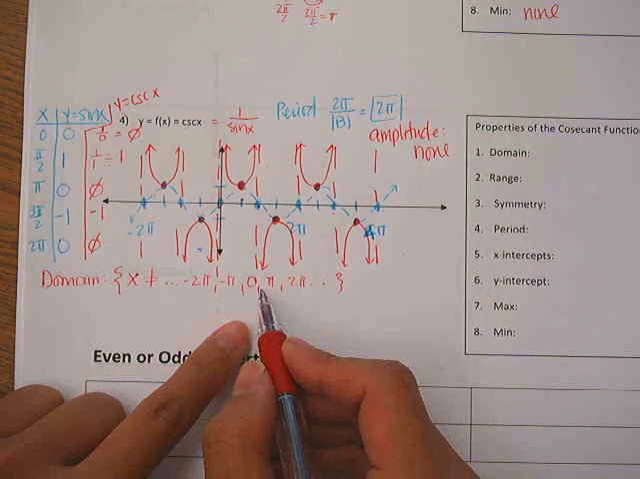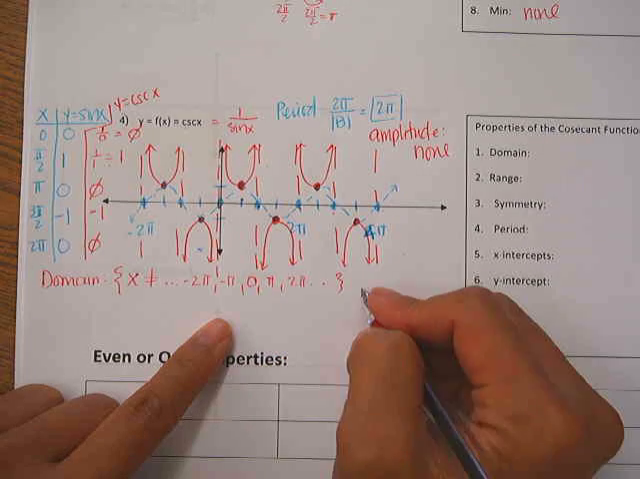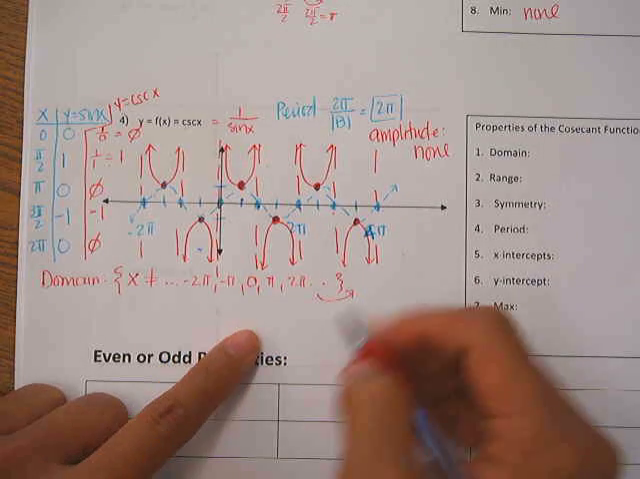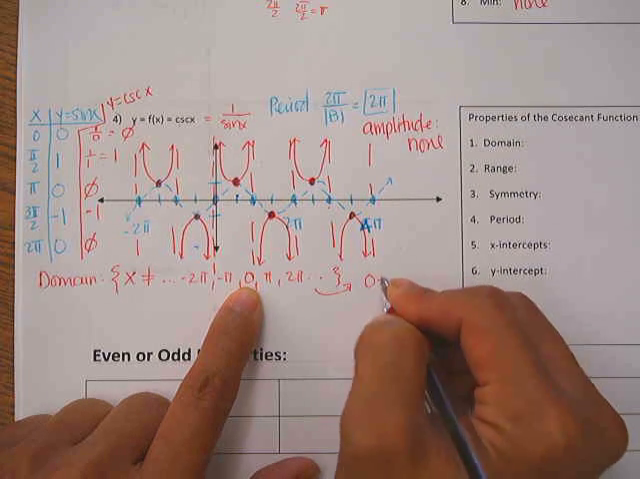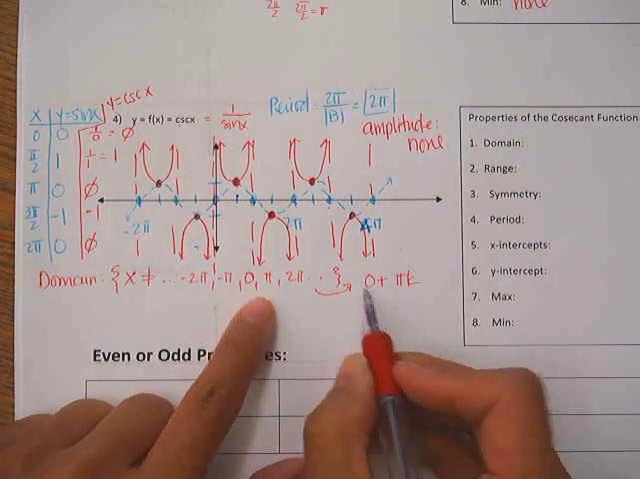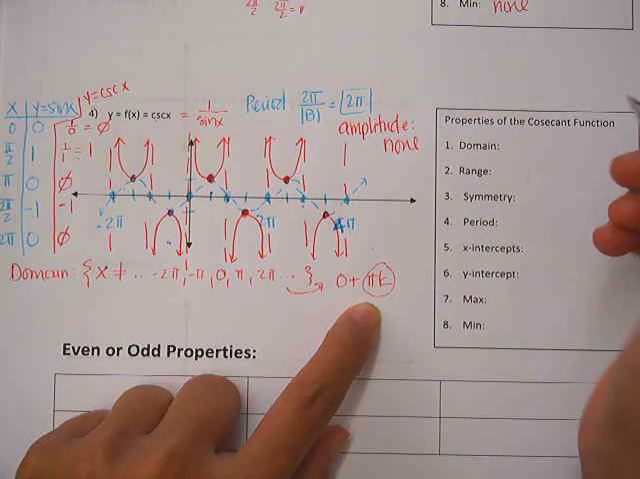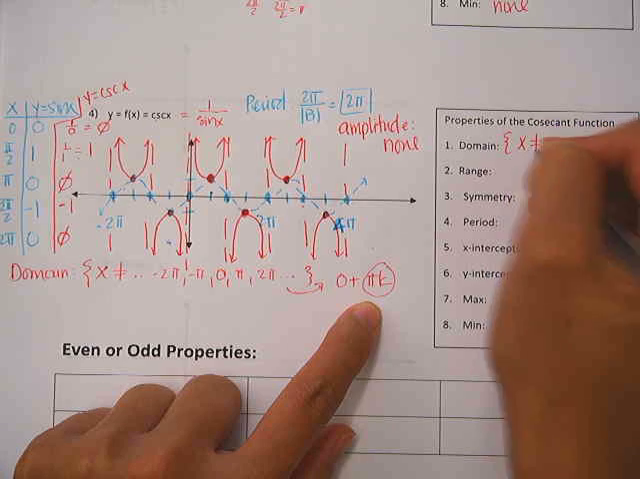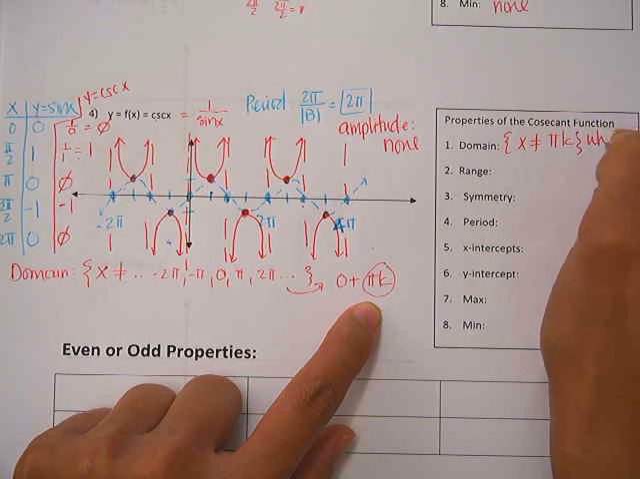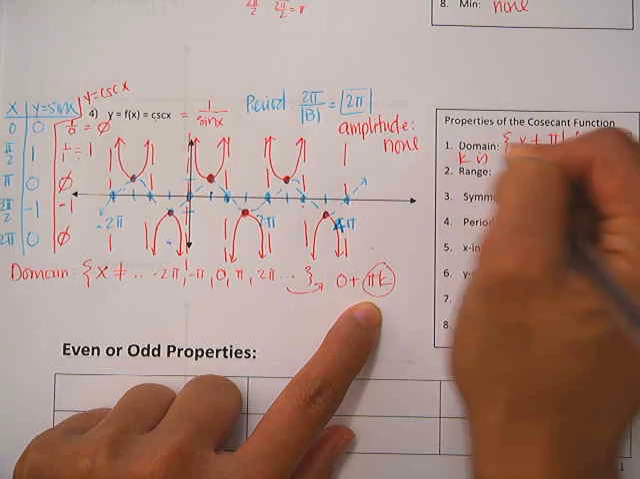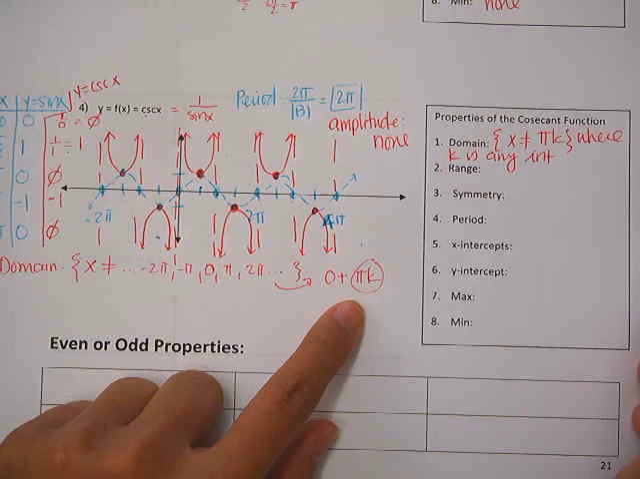So from here to here, I'm adding a pi. From here to here, I'm adding another pi. So technically, if I were to write an equation, I can start with the first non-negative, 0 plus pi k. But 0 plus anything is really itself, so I can just say exclude this. So domain is all real numbers excluding pi k, where k is any integer.